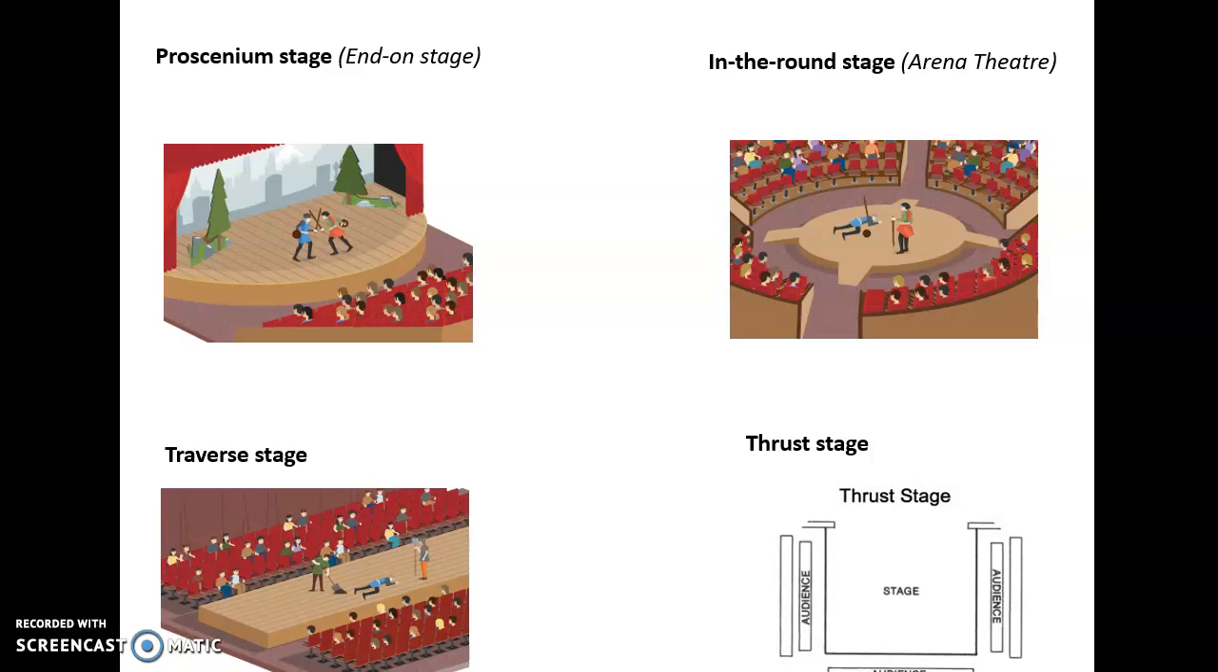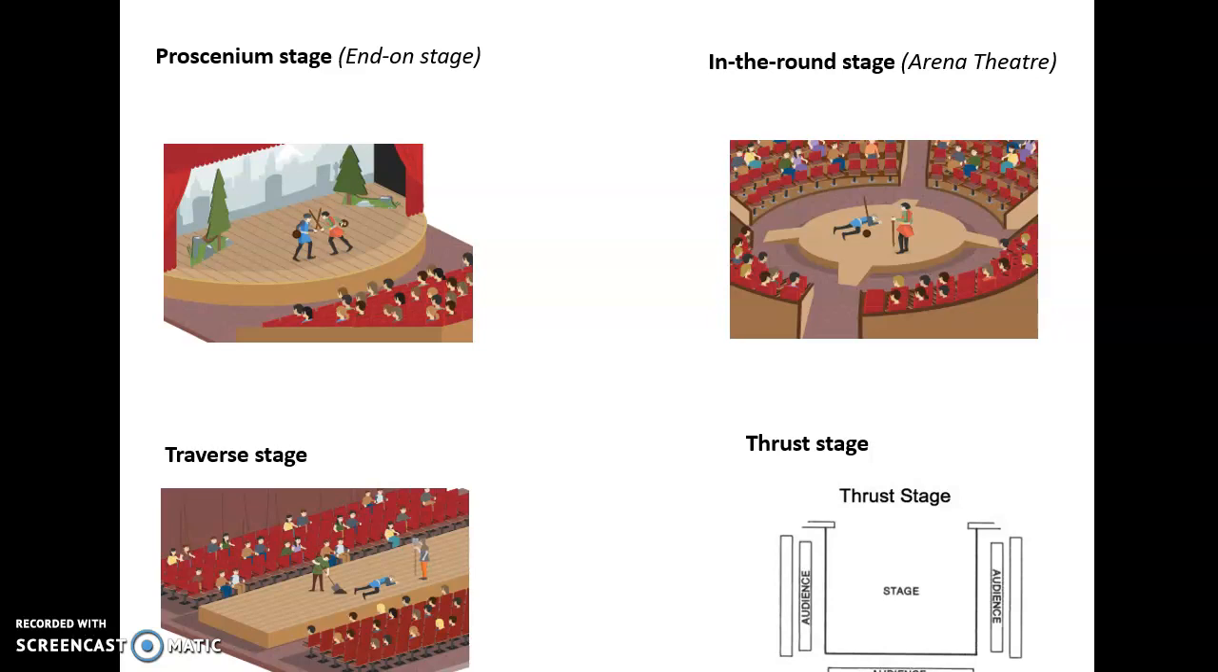The one on your bottom left there is a traverse stage. A traverse stage is defined as a stage with an audience on 2 sides. This is really common and really well used in catwalk shows and fashion shows, and has various pros and cons around that. The one on your bottom right there is a thrust stage. Now, the thrust stage is defined as a stage with audience on 3 sides of it. There are many pros and cons to this stage, and also this is quite a common one that is used up and down the country.